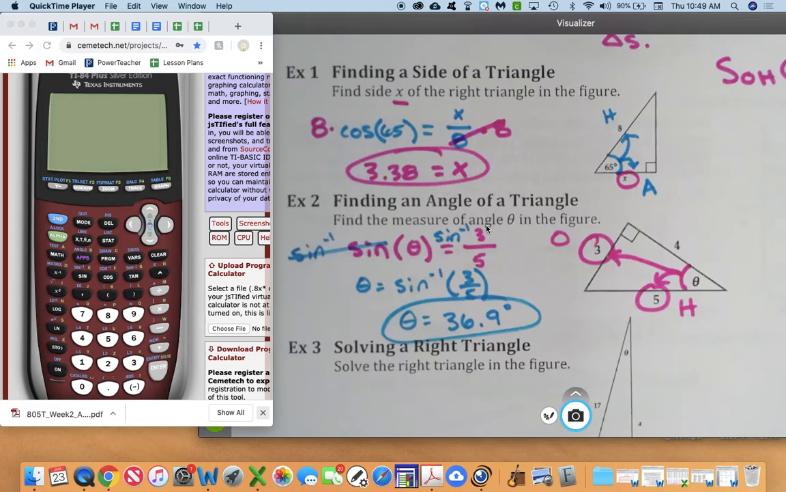We did bring it up. Yep. So if we wanted to use the 4 instead, we'd use a different trig function, but it would give us the same answer. Yeah? Good. Okay, keep going.